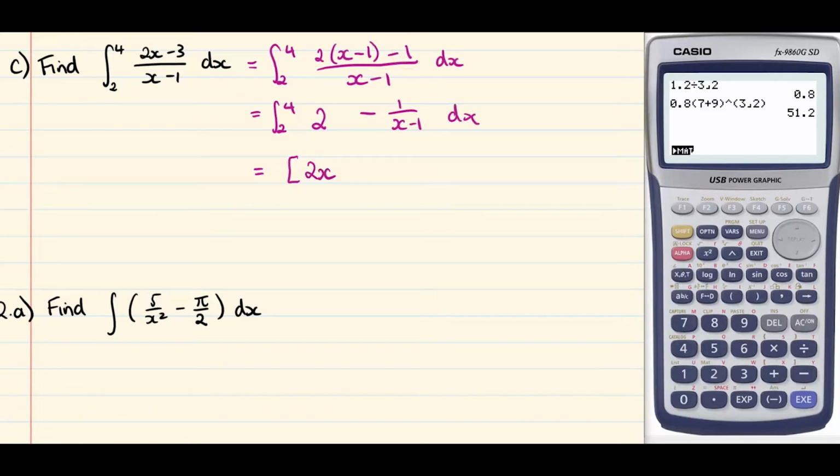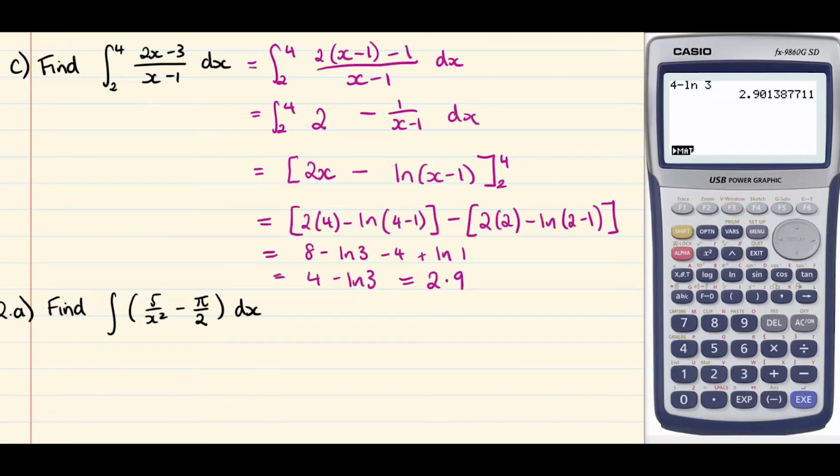2 becomes 2x. This becomes minus. Now this is something over something to do with just singular x, no powers of x. So that will be to do with the natural log of the bottom. And then we consider what's happening inside of that function. So we don't have any powers of x, we don't have any coefficient of x, it's just a 1, so we don't need to adjust anything down here. And now we'll substitute in. And we'll get the final answer 4 minus ln 3, or 2.9.